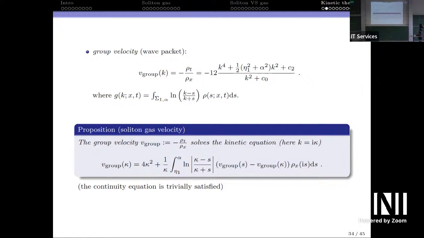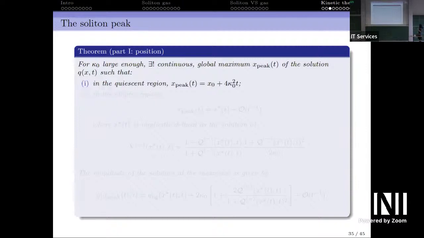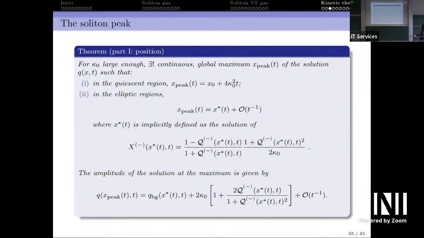So for the soliton, we can say a lot of things. We want to, first of all, track the position of the solitons, basically where the peak is. When we're in the quiescent region, the peak evolves linearly, as expected, with velocity kappa naught squared. But when we're in the elliptic regions, the position of the peak can be described by this implicit equation, where you can see again these functions q and x that are described in terms of the theta function.